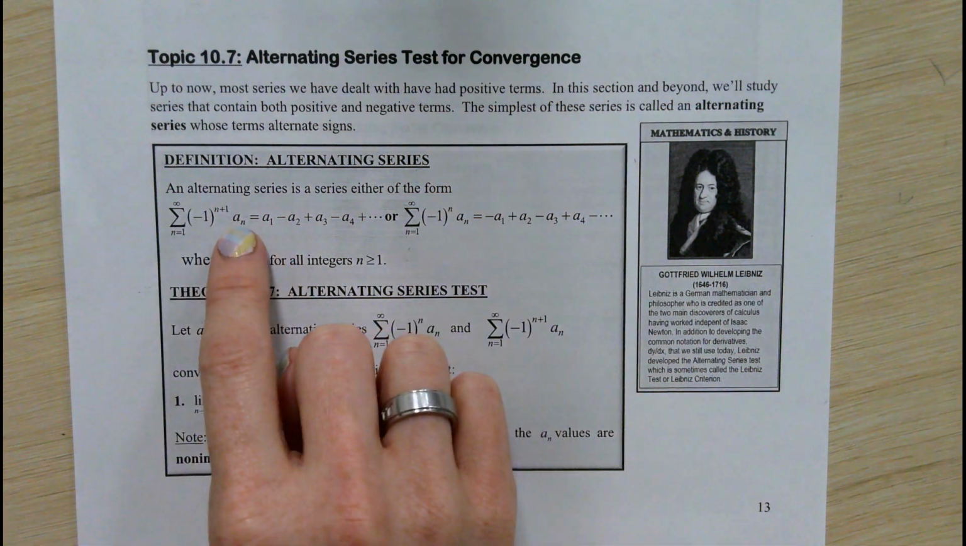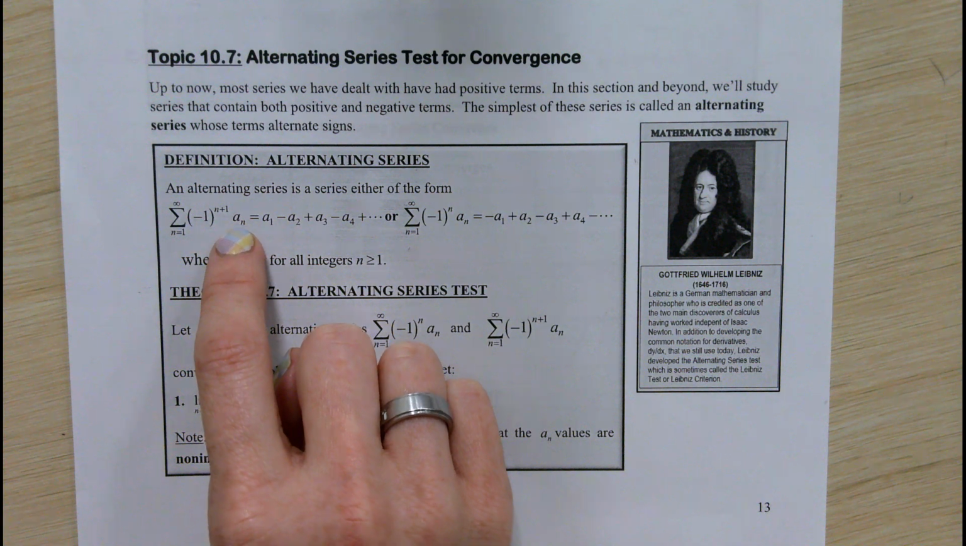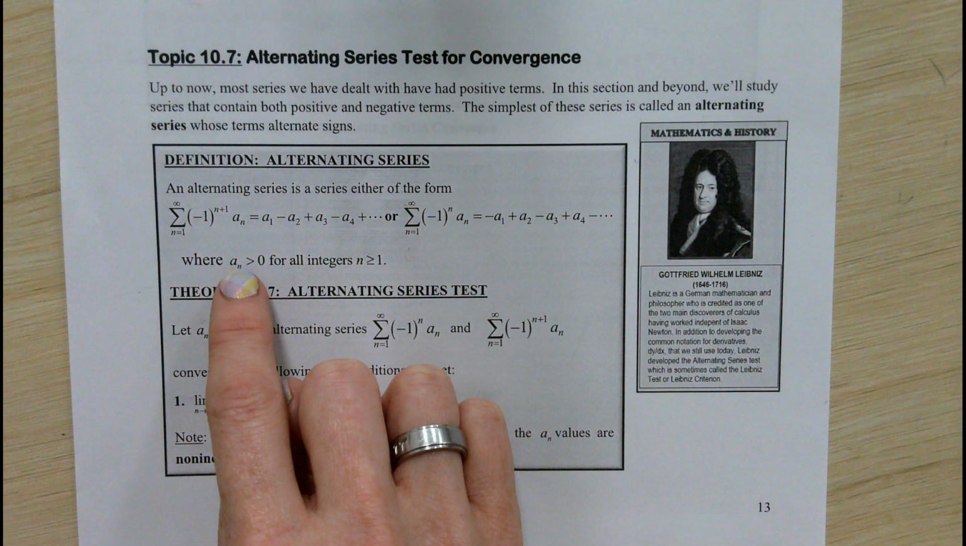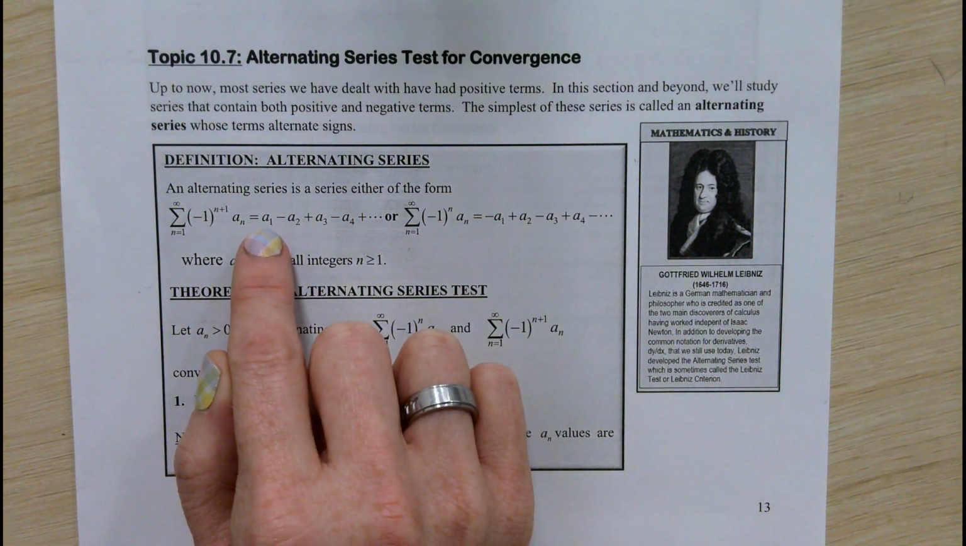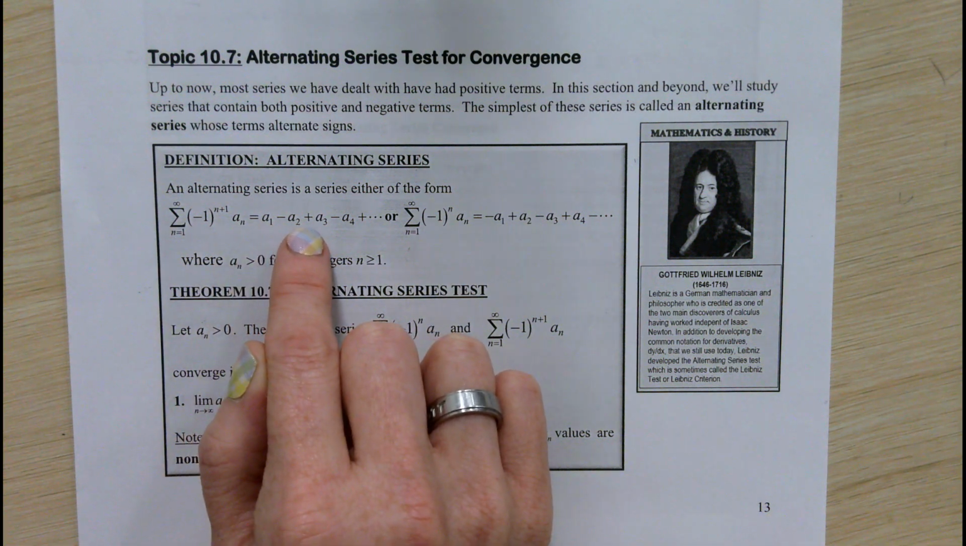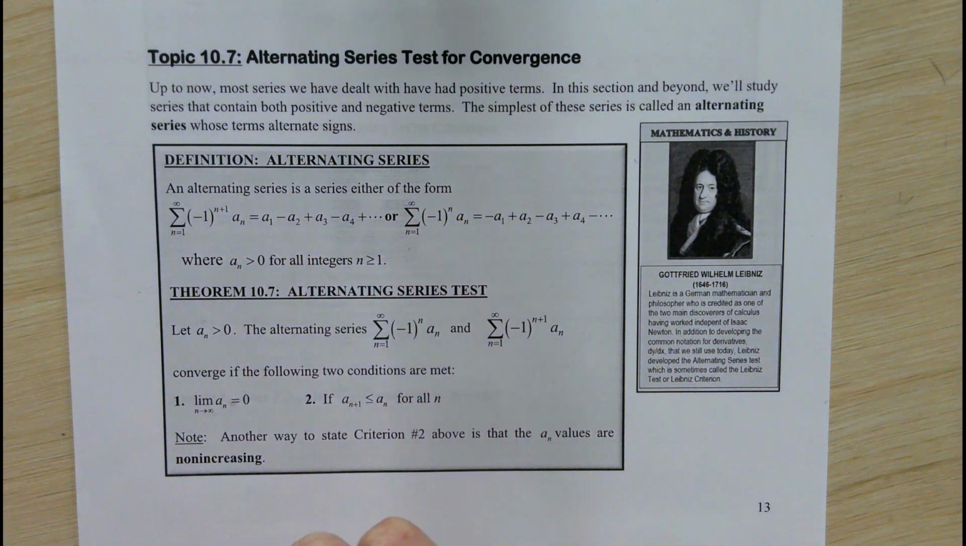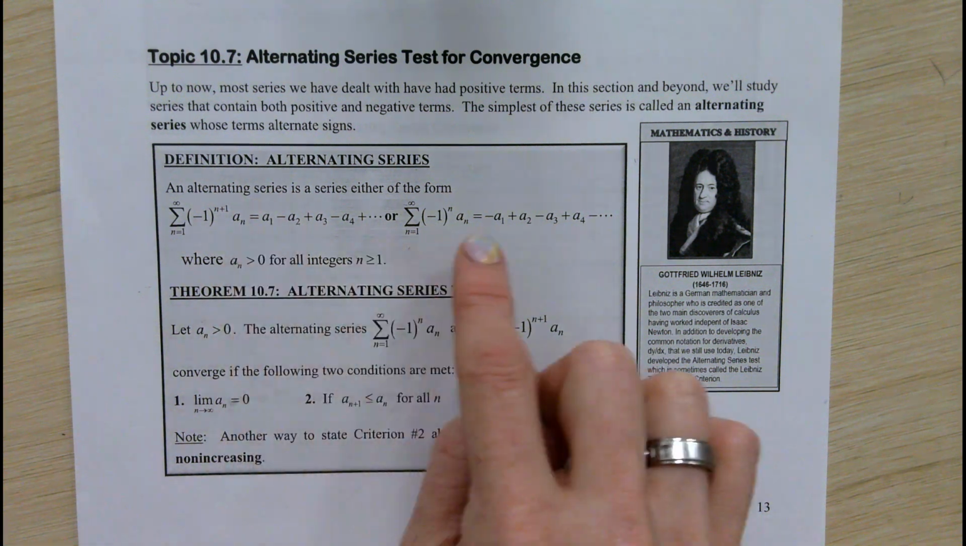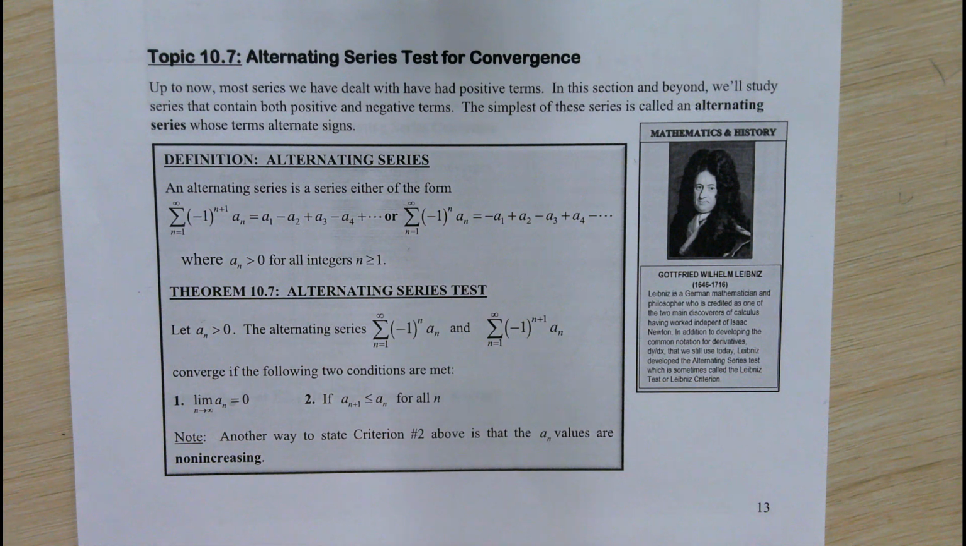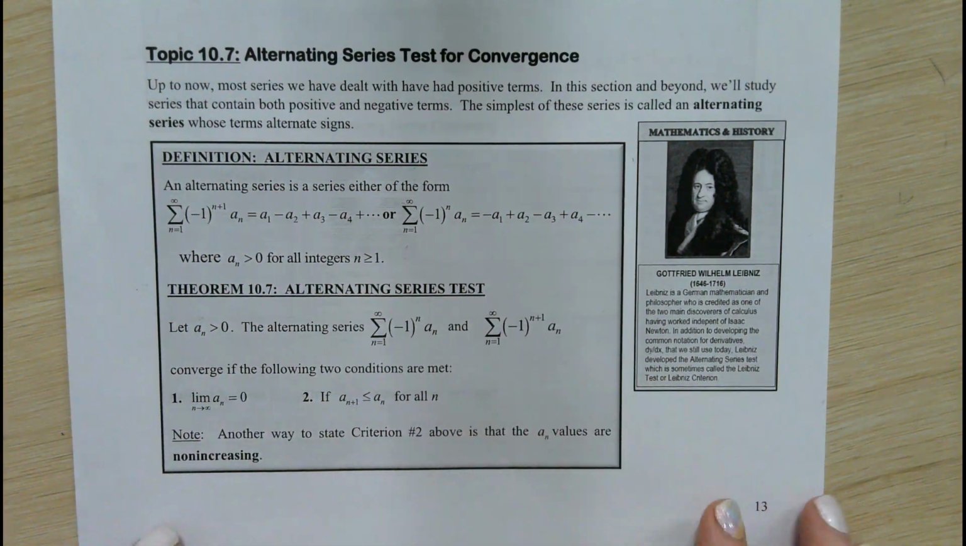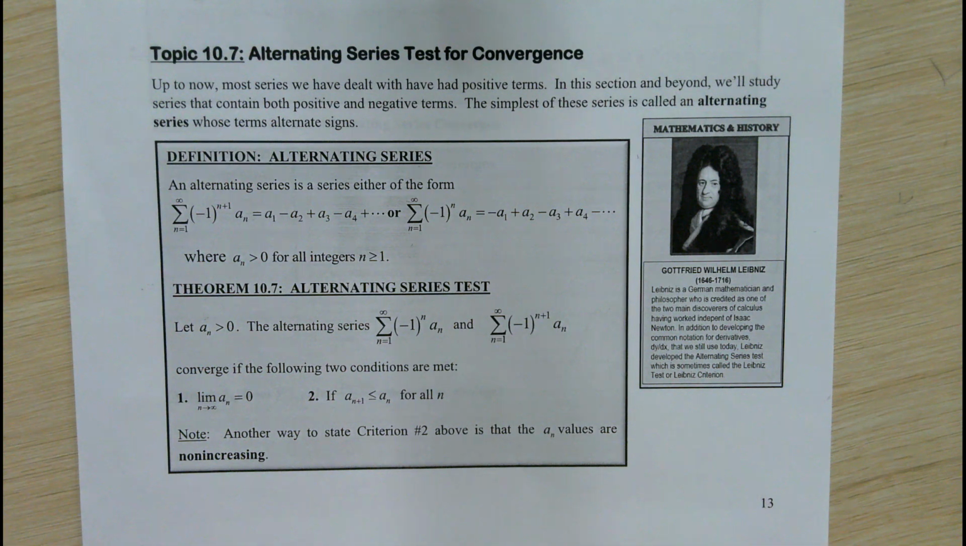And so what that does is if it's combined with an a sub n formula that creates positive terms, then it will cause your terms in your series to alternate back and forth between positive and negative. Sometimes the first term will be positive, sometimes the first term will be negative, but the idea is that those terms will alternate back and forth. So because of that alternating behavior, we have an alternating series test that's designed to help us determine whether or not this series is going to converge or diverge.